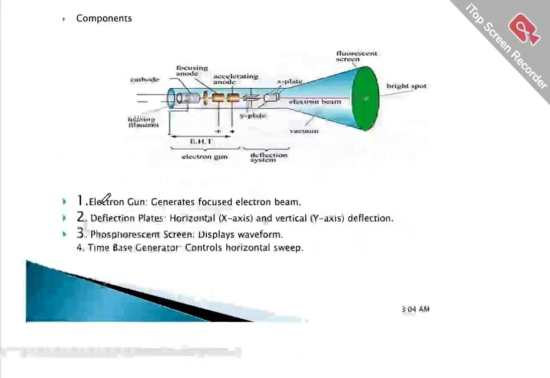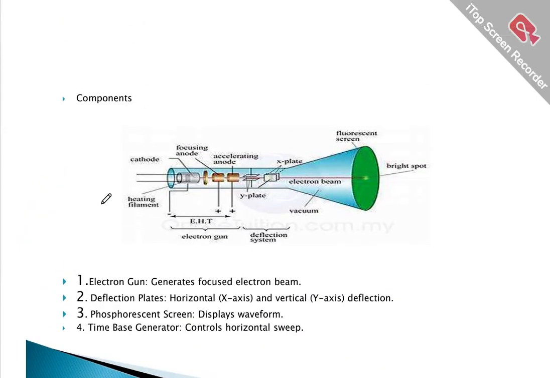So, what are the components of cathode ray tube? What are the parts of the cathode ray tube? Cathode ray tube consists of four parts. Number one is electron gun. As we have studied the electron gun in previous slides, this part is electron gun, and this part is deflecting system.